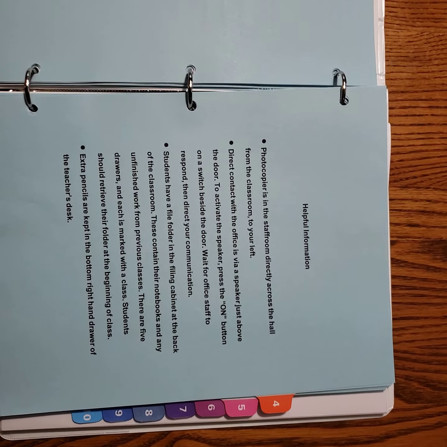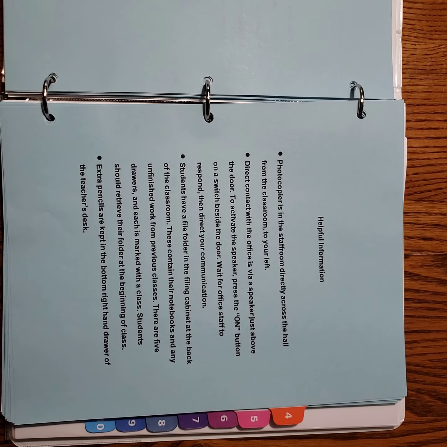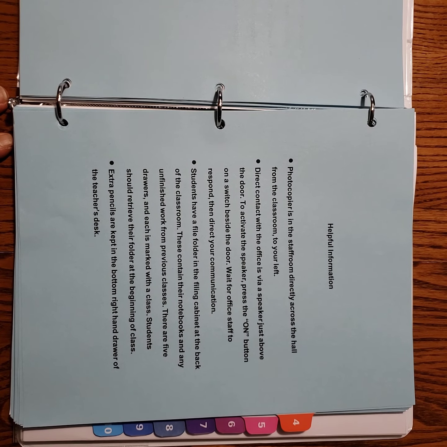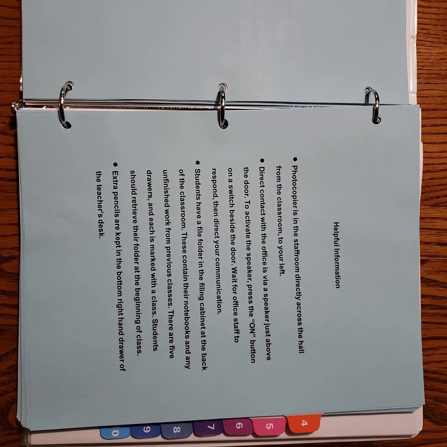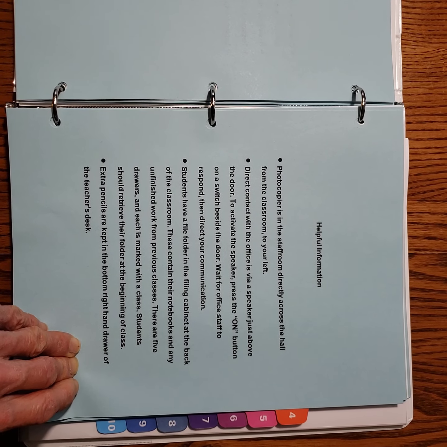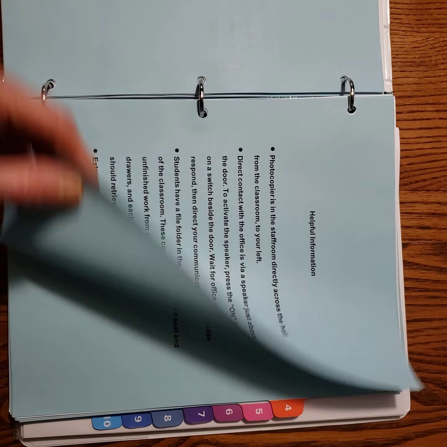Then other helpful information, for example, where the photocopier is, where the staff room is, that each student in each of the classes has a file folder and where to find those, where to keep extra pencils, and how she can get in direct contact with the office from the classroom.